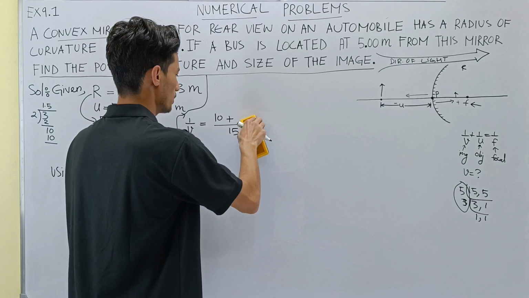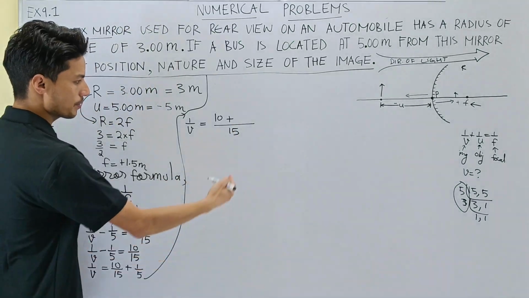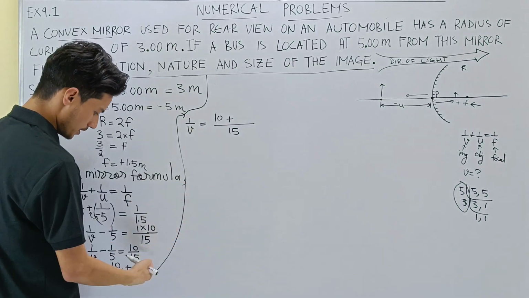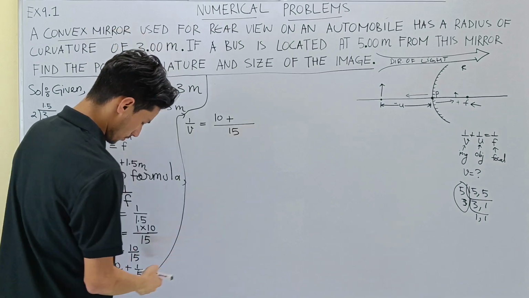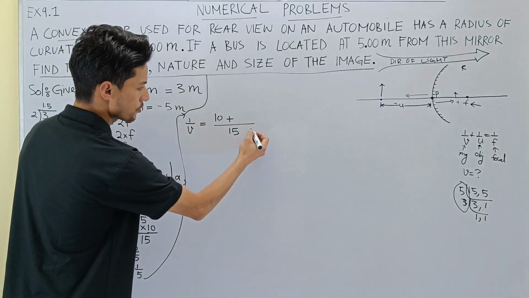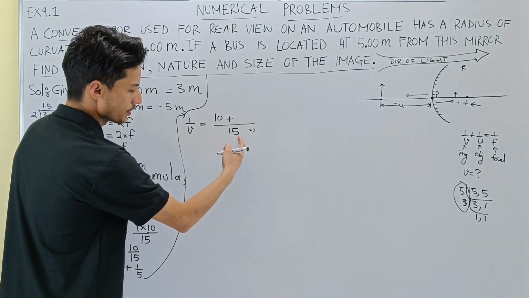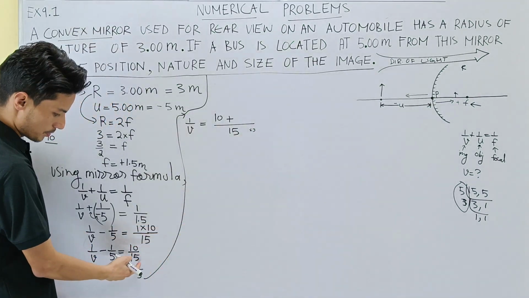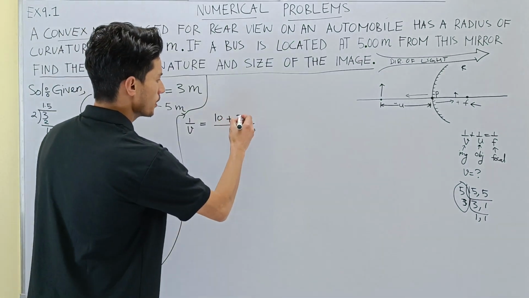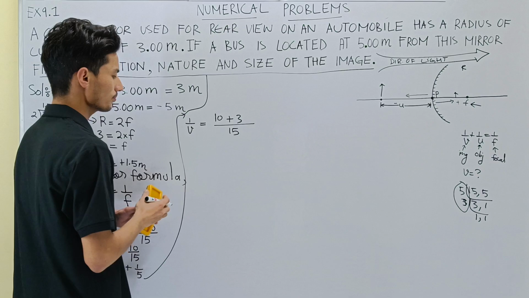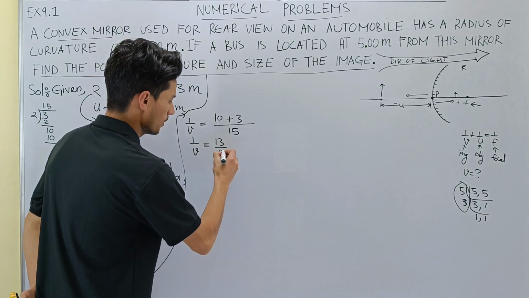And this side, what number will it be? It will be 5. How many times are 15? The denominator 5, how many times are 15? 5 into 3, is not? So 5 times 3. This denominator 5 times 3 gives you 15. Okay, so this 3 will multiply with the number at the numerator. So 3 times 1 gives you how much? 3, nah? So that's how it is done. So 1 by V is equal to 10 plus 3 is 13 by 15.